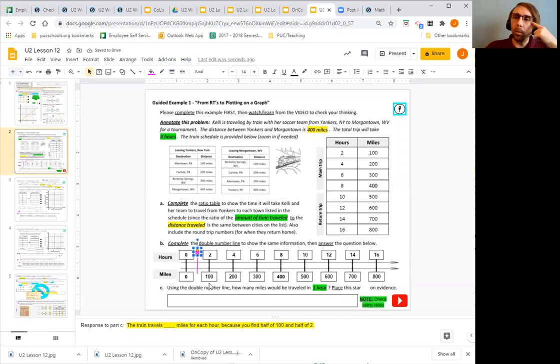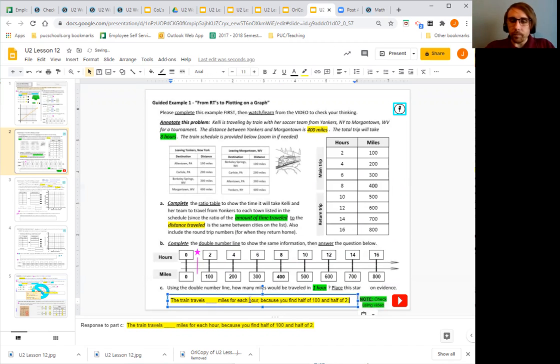So then I have to think about, well, what's in the middle, halfway between 0 and 100? Because between 0 and 2 is 1 hour, so between 0 and 100 is my answer. So what's half of 100? Okay, hopefully you got 50. And so I'm going to go ahead and copy and paste my sentence answer here. And then I don't need the highlight, but you can keep the highlight if you want.